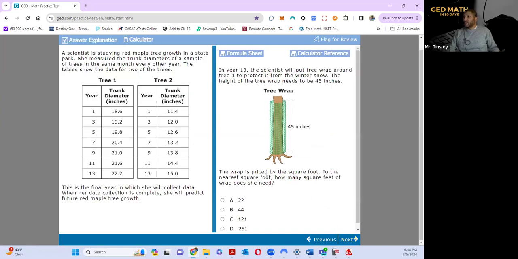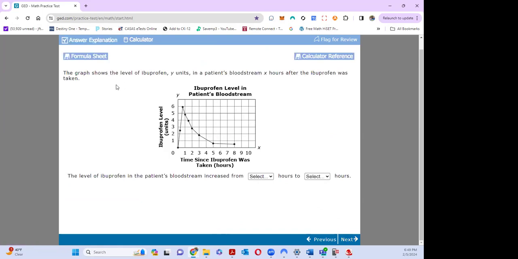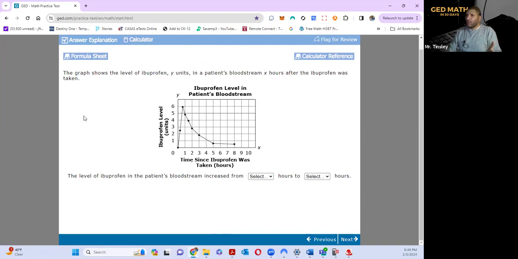Look at this, look at the question. To the nearest square foot, how many square feet of wrap does she need? But you have to understand that this is surface area, it covers, right? Again, here, the graph shows the level of ibuprofen in a patient's bloodstream after the ibuprofen was taken.